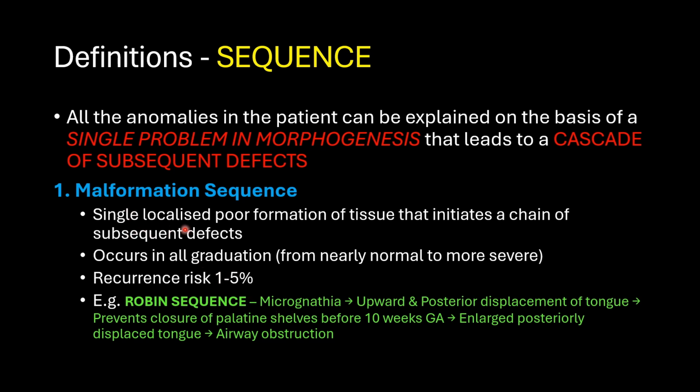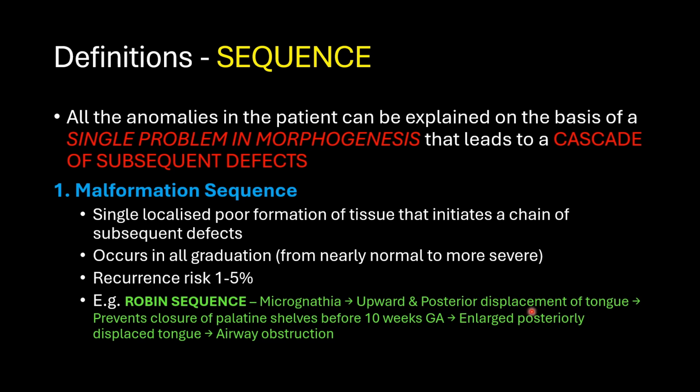The initial single localized poor formation of tissue is the micrognathia. What does this micrognathia lead to? Micrognathia refers to a poorly developed small jaw. So this poorly developed small jaw leads to upward and posterior displacement of the tongue.